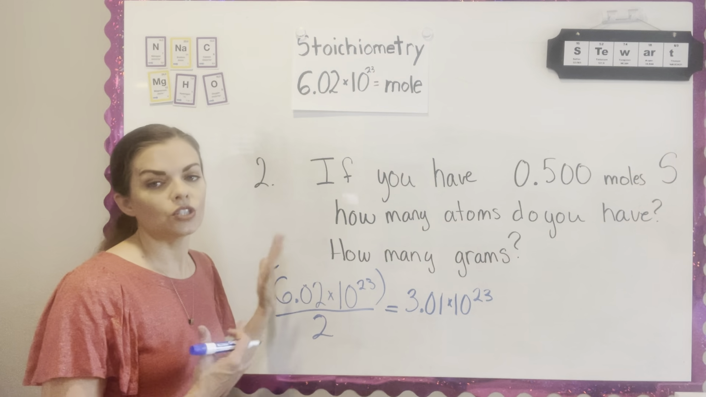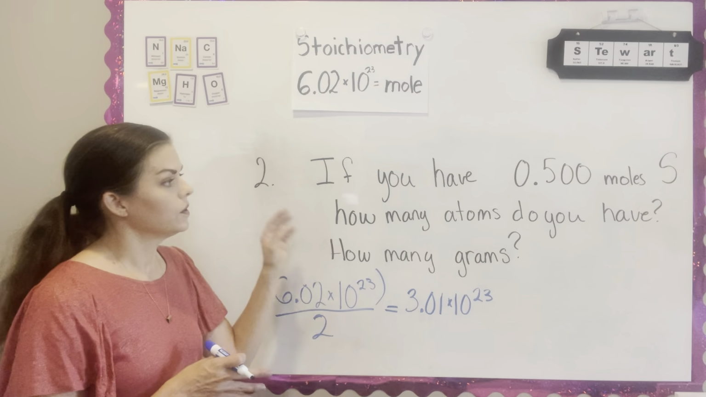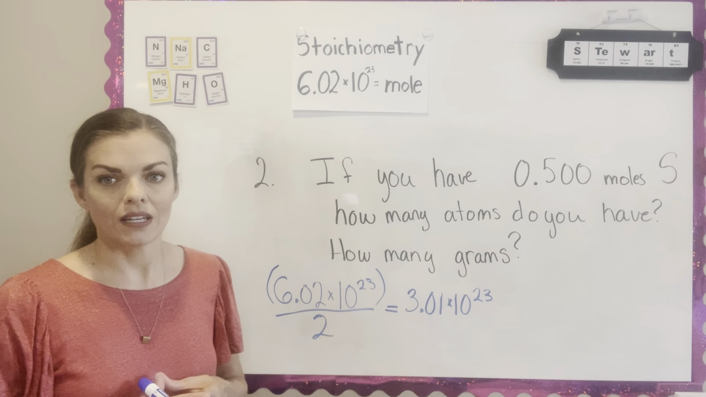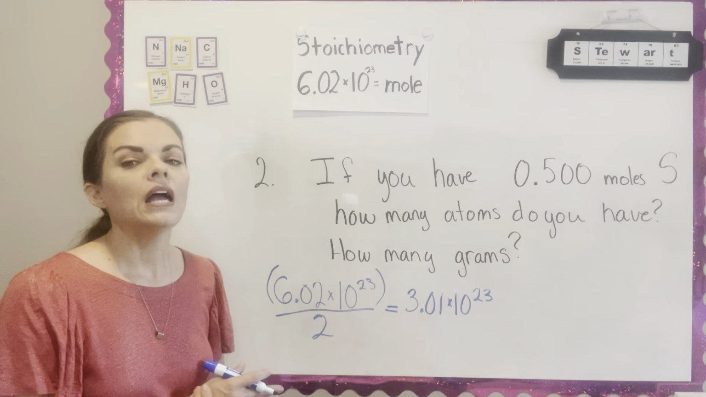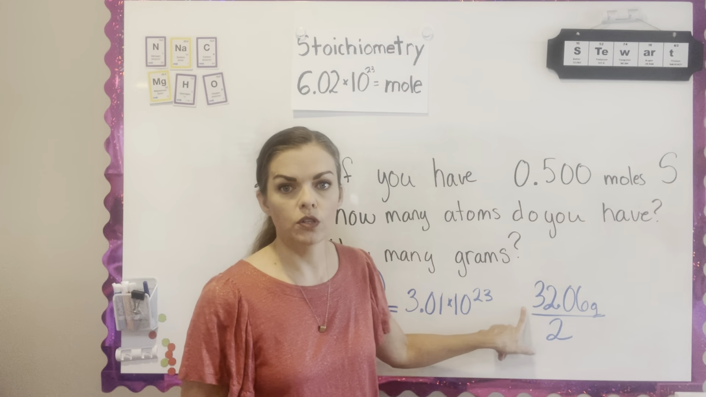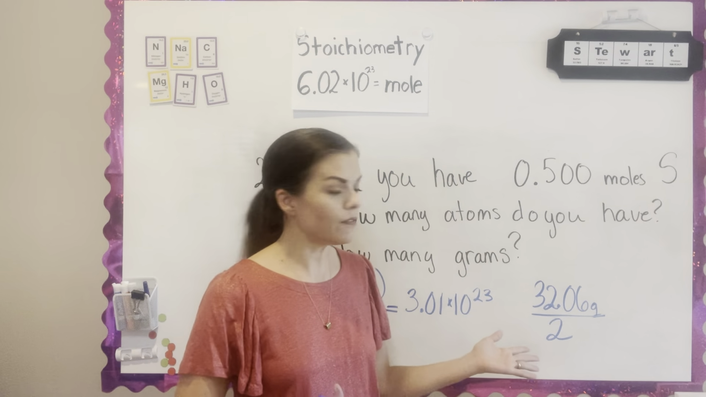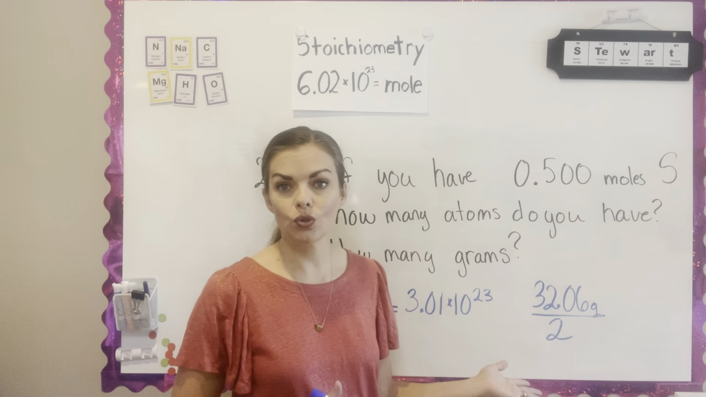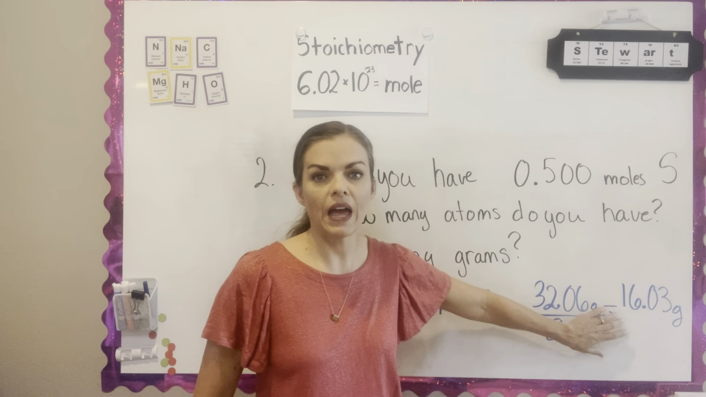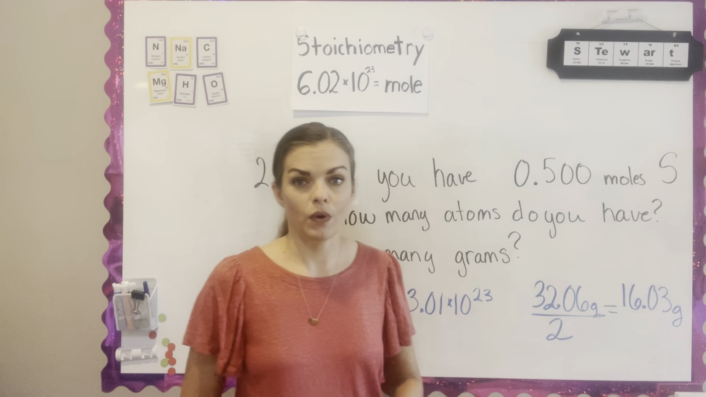And so that is just half a mole. That's how many atoms are in half of a mole of sulfur. The next question, part of it asks how many grams it is. Now look on your periodic table and you can tell how many grams are in 1 mole of sulfur. 1 mole of sulfur has 32.06 grams, and we only have half of that, so we're going to divide it by 2 to know what its mass is. And the mass of half of a mole of sulfur is 16.03 grams.